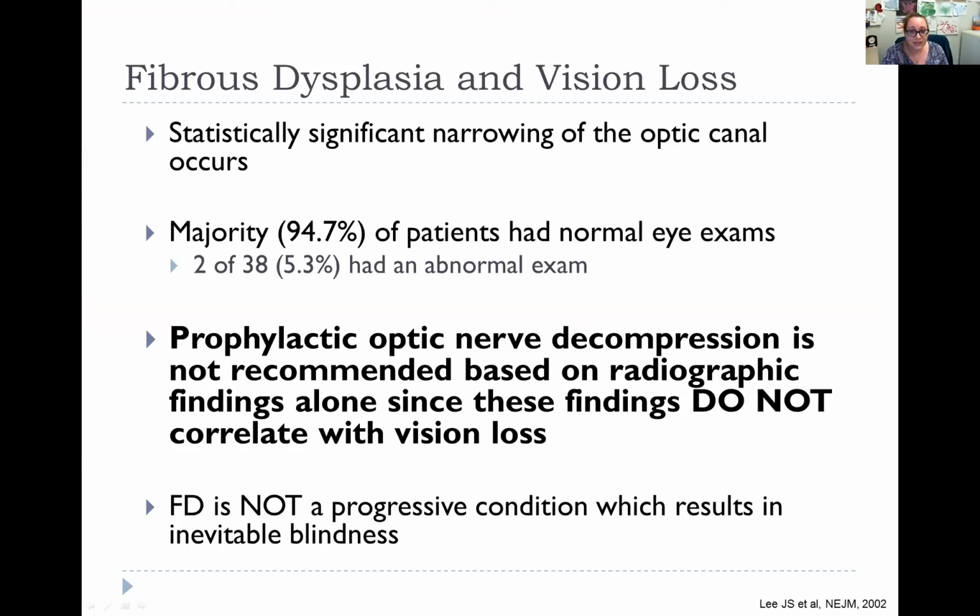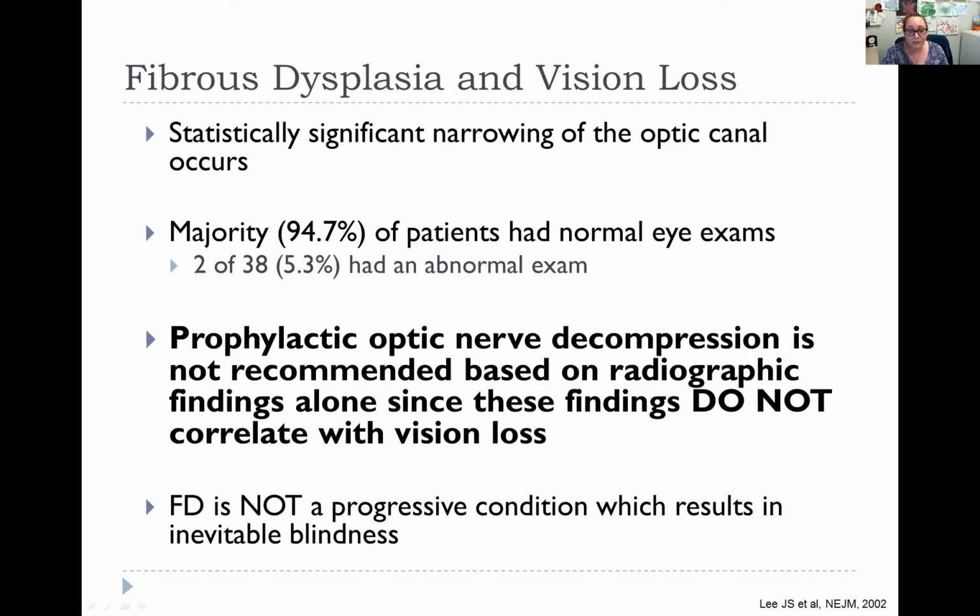And we see statistically significant narrowing, but the majority of patients from the NIH cohort actually were shown to have normal eye exams. That's about 95%. So only 2 of 38 patients from this study in the New England Journal of Medicine in 2002 actually showed that they had an abnormal exam. Therefore, based on this, it was recommended that prophylactic optic nerve decompression is not recommended based on radiographic findings alone, since these did not correlate with vision loss.